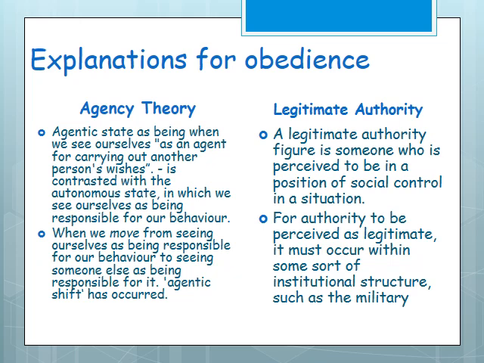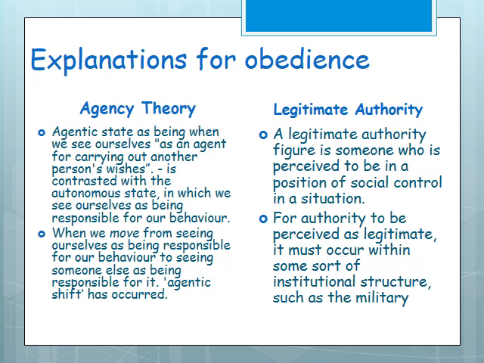So obedience. What are the explanations of obedience? We have agency theory and legitimate authority. So agency theory says that we are either in an agentic state or an autonomous state. Agentic state is when we feel that we are acting as an agent for someone else's wishes. Autonomous state is where we feel that we are responsible for our own behaviour. When we move from being in the autonomous state to the agentic state, it is referred to as agentic shift.